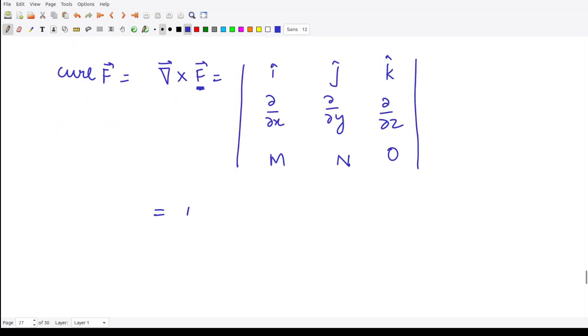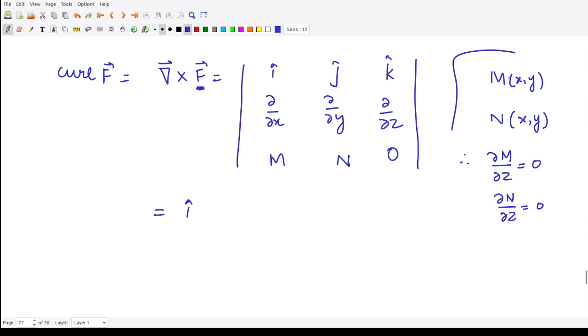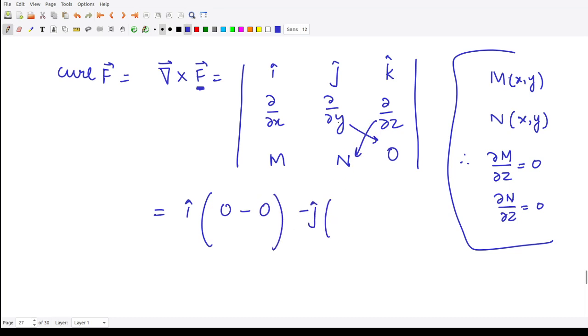So for i cap, notice that this m is a function of x and y. This n is also a function of x and y. Therefore, the derivative of m with respect to z would be 0, because there is no z term here, and the derivative of n with respect to z would also be equal to 0. So when you solve this determinant, you will obtain 0 here, because when you apply this onto this, you will again have 0. Then you have minus j cap, the quantity this is 0, and then the quantity this is again 0, being this term. And then we have plus k cap.